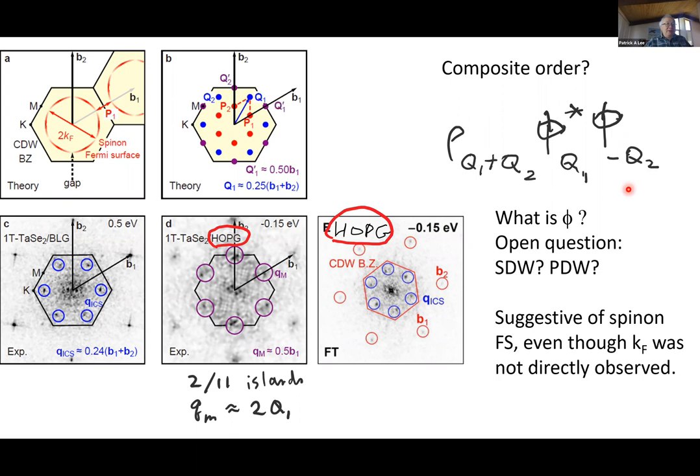So there's an open question what this is. One candidate is a spin density wave. Another one that I like is a so-called pair density wave, from pairing of the spinons, so this becomes even more exotic, okay? But the idea is that there's some hidden order that's not seen, and what they see is actually a composite order. I think this is very suggestive of the spinon Fermi surface, even though the kF itself was not directly seen, but we're seeing a sum of two kF, and that's okay.